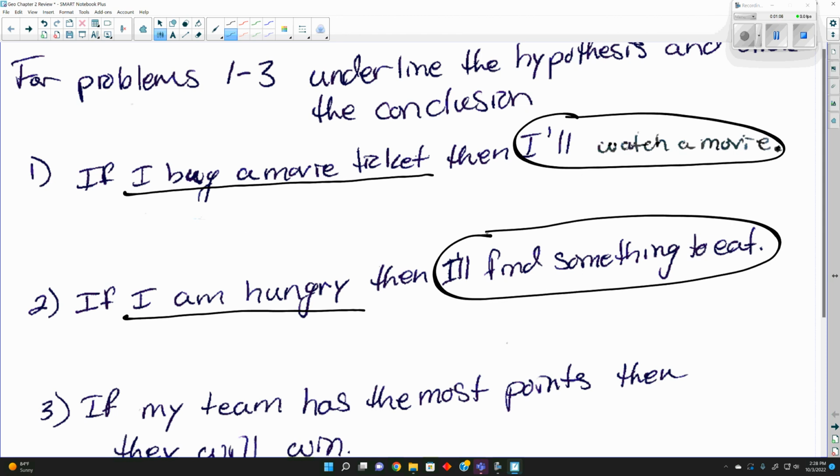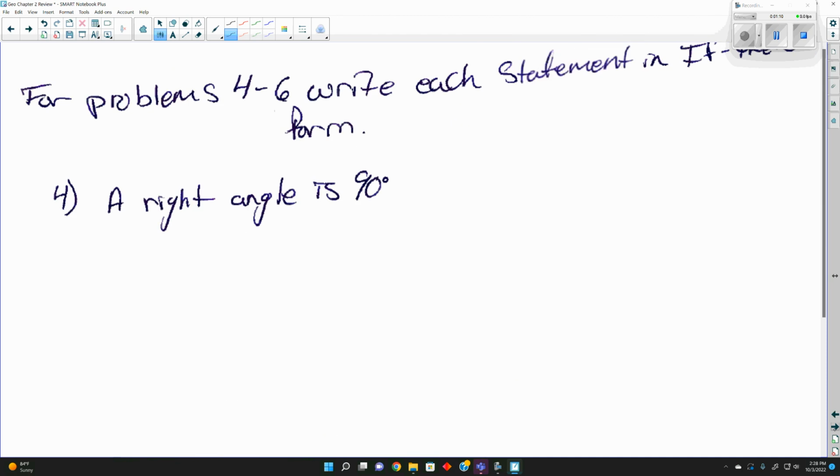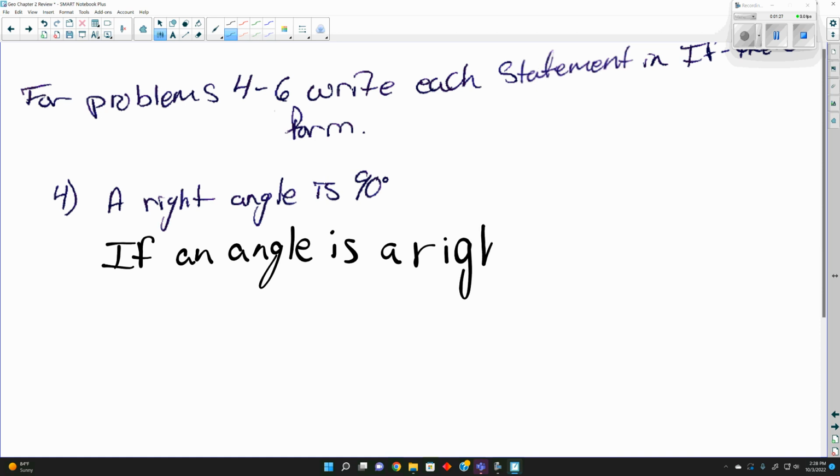Any other questions on 1, 2, or 3? So questions 4 through 6, write it in if-then form. A right angle is 90 degrees. So what? If an angle is a right angle, then its measure is 90 degrees.